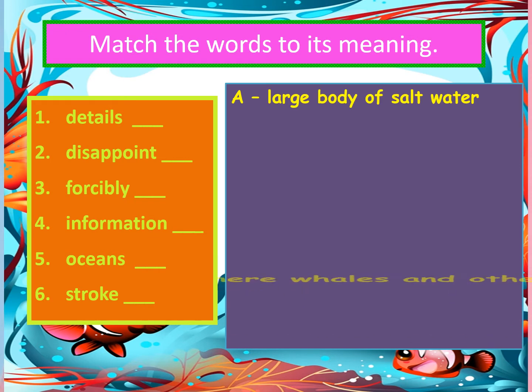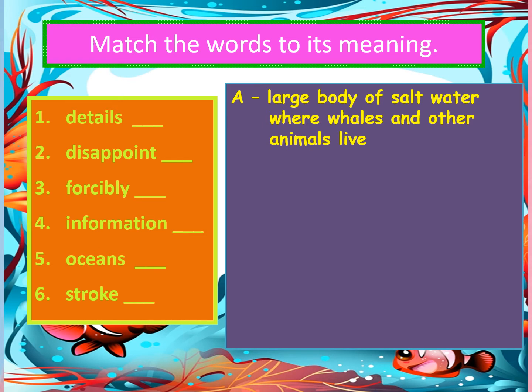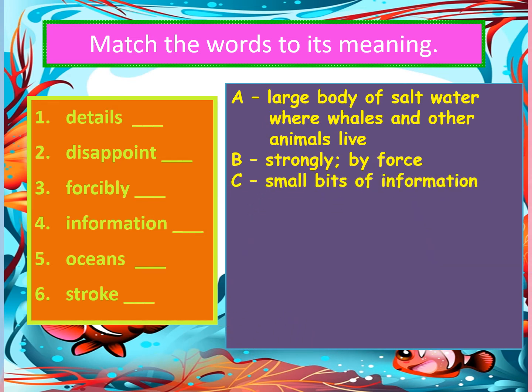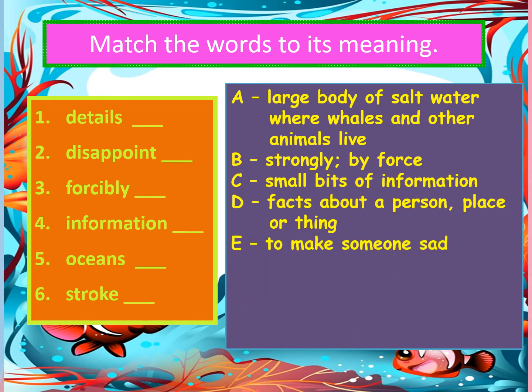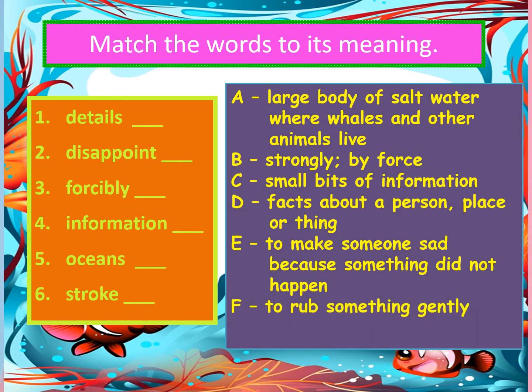Now here are the choices. Letter A, large body of salt water where whales and other animals live. Letter B, strongly, by force. Letter C, small bits of information. Letter D, facts about a person, place, or thing. Letter E, to make someone sad because something didn't happen. And letter F, to rub something gently.